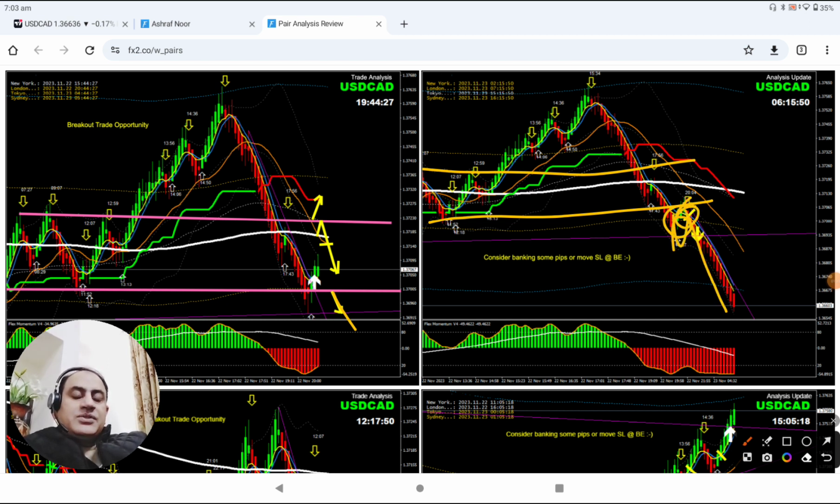Beautiful short trade here. As soon as the market hit the profit target, that's what I explained to my traders, time to enjoy amazing profit.